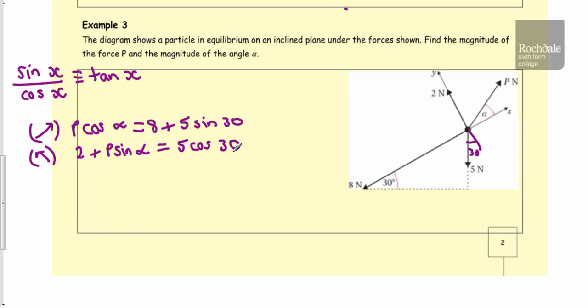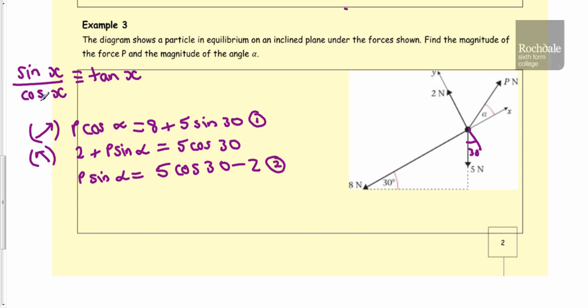So we've got 2 equations, and unfortunately they both have 2 unknowns, so it's definitely simultaneous equations, but these are unusual simultaneous equations because they've got trigonometry in them, which is something we haven't come across before. So I'll teach you a little trick as to how we go about it. The first one's got P cos alpha at the front. I'm going to rearrange this second one so that it's got P sine alpha at the front. So that's 5 cos 30 minus 2. And I'm going to call these equation 1 and equation 2.